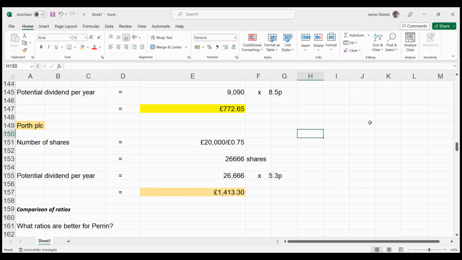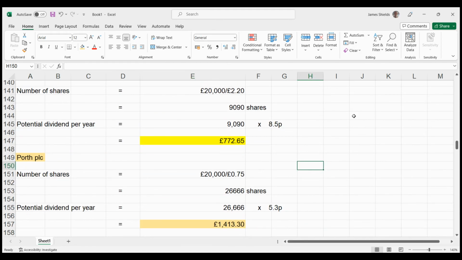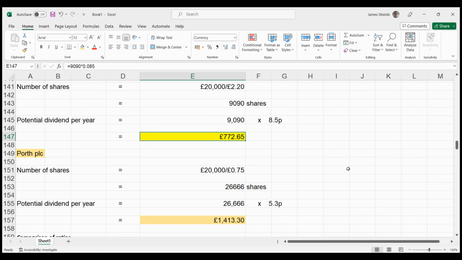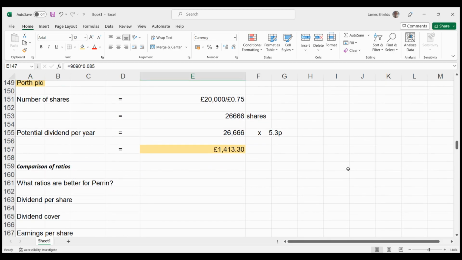So purely, if the only interest is maximising income, she will get more income from Porth plc than Perrin plc, because £1,413.30 is greater than £772.65. I mean, that's based purely on the dividend income to maximise income. Now we need to look at some other bits and pieces.